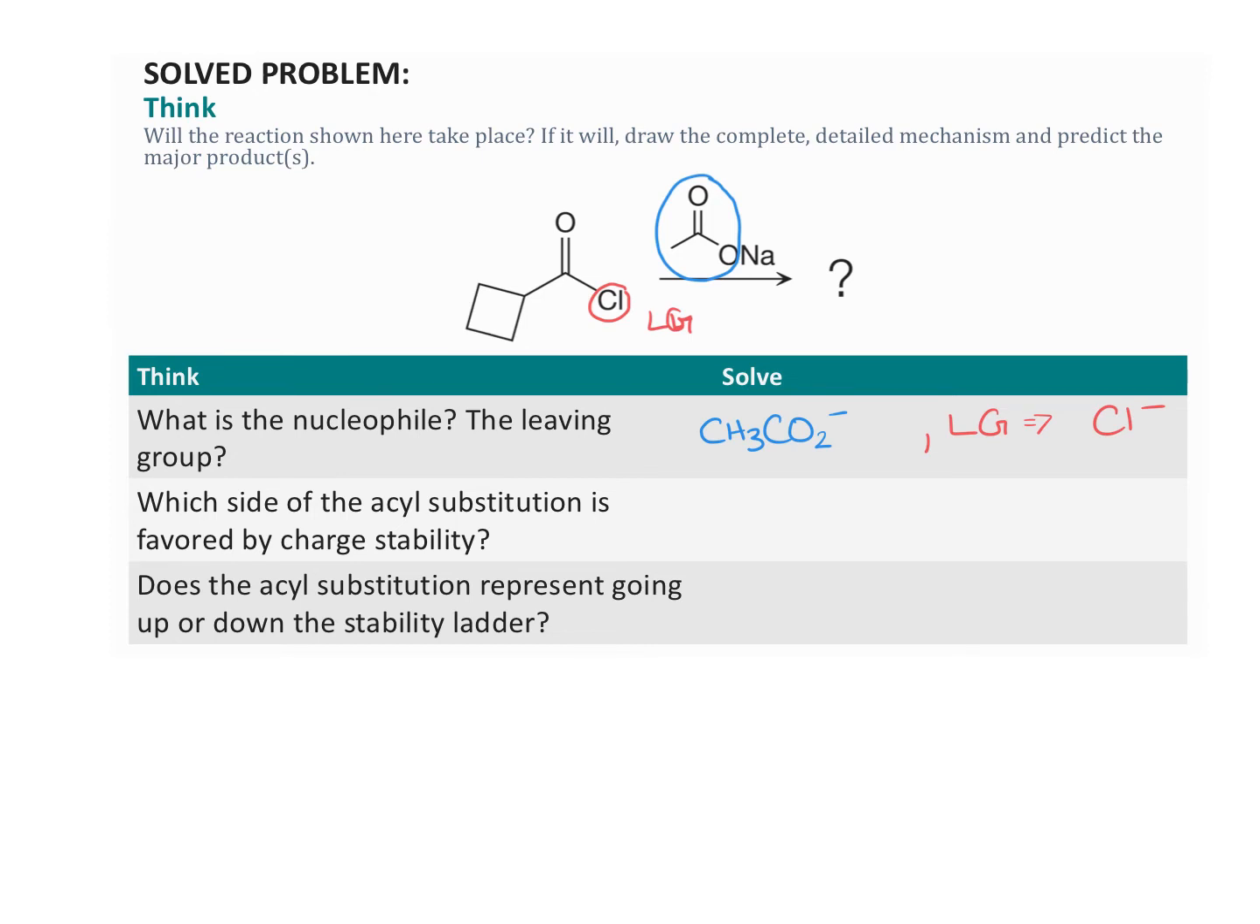Okay. And so which side of the acyl substitution is favored by charge stability? This is the next question I asked myself. And honestly, the Cl minus can better handle a negative charge than the oxygen. It's more electronegative. All right, it's also larger. So it can better handle that negative charge than the oxygen. So charge stability here favors the product side.